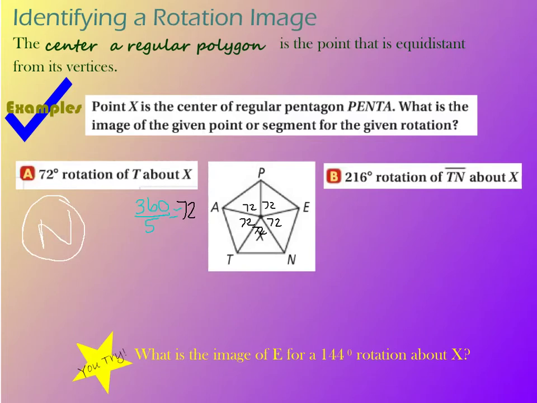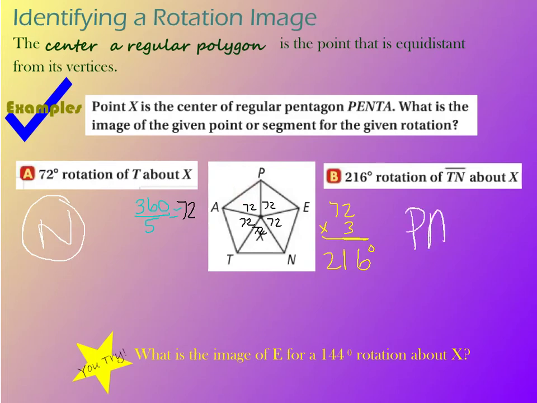So now we're also going to look at a segment. In part B, it asks you to rotate 216 degrees from TN, so now I'm dealing with this segment TN, about X. Well, if I know that one central angle is going to be 72 degrees, then to get to 216 degrees, I need to do that 3 times. Right, so let's check our math here. 72 degrees. If I do that 3 times, I get to my 216 degrees. So not only do I want to move TN once to be this segment, I want to move it twice, 3 times. So I would end up with PA.